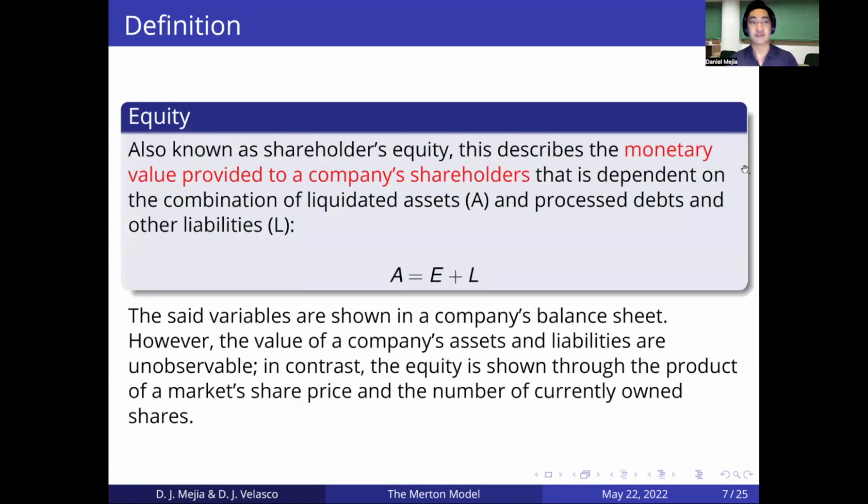Now we go on to the definitions. Equity, which is also known as shareholders' equity, describes the monetary value provided to a company's shareholders, which is dependent on the combination of liquidated assets and processed debts and other liabilities, which is shown in the equation here. The said variables are shown in a company's balance sheet. However, the value of a company's assets and liabilities are unobservable. In contrast, the equity is shown through the product of a market share price and the number of currently owned shares.